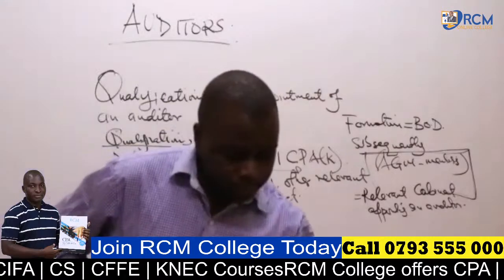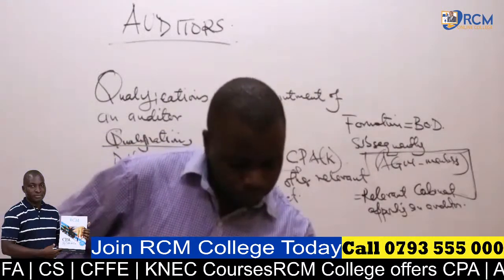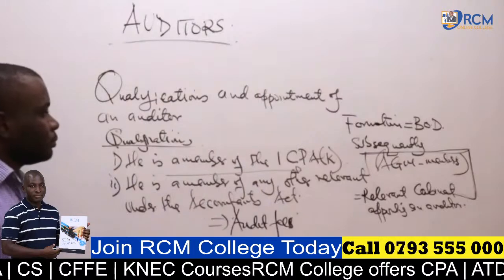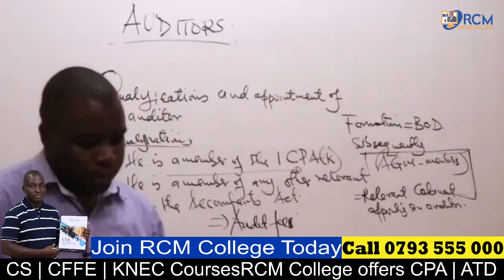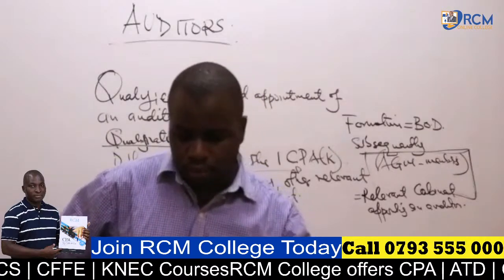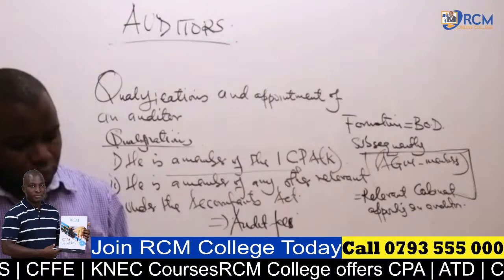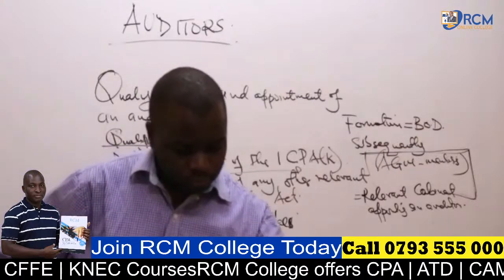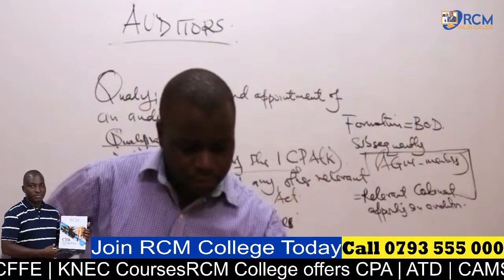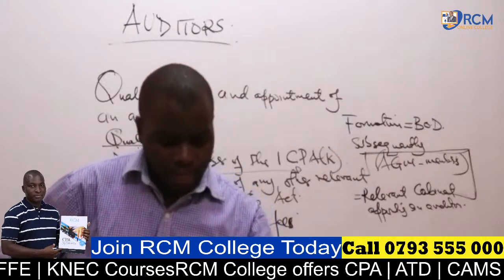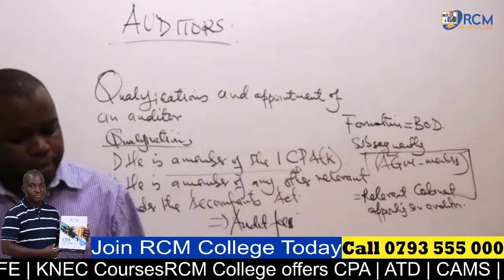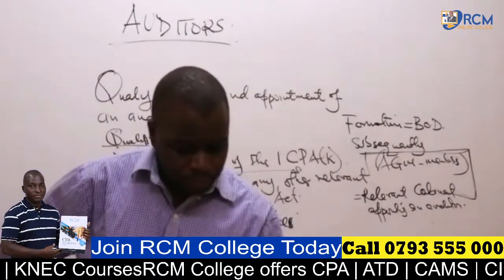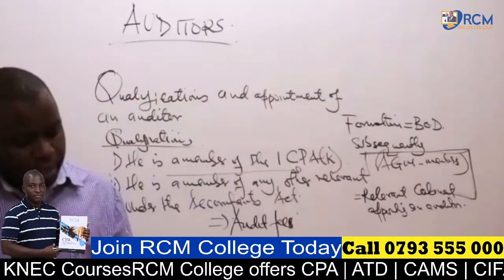So we can look at this particular question. It's November 2017, question 1C. It says, summarize four rules governing the appointment of the first auditors of a company. Then Roman 2, outline two ways in which a company auditor might receive his remuneration. So we can start with the second one. Outline two ways in which the company auditor might receive his remuneration.